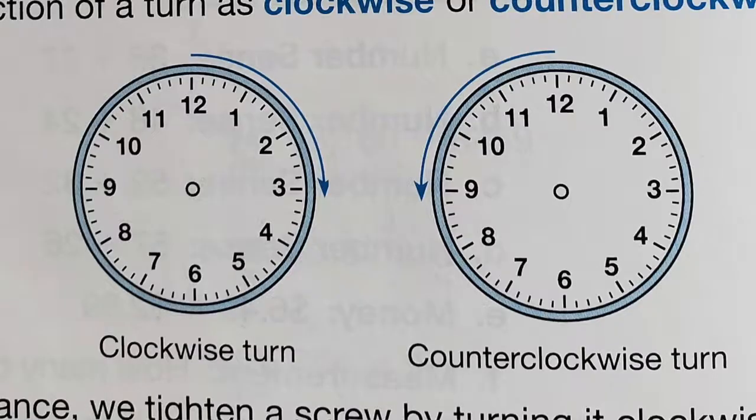The time when it really matters to know which direction you're turning is usually when it's to do with quarter turns. If you start at the 12 on the clock and you do a clockwise quarter turn, you're going to end at 3. But if you do a counterclockwise turn starting from the 12, you're going to end up at 9. So those are two very different places on the clock face. So whether you're going clockwise or counterclockwise, it matters a lot when you're doing quarter turns.